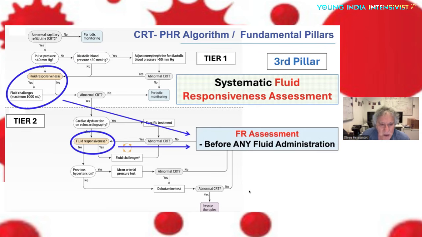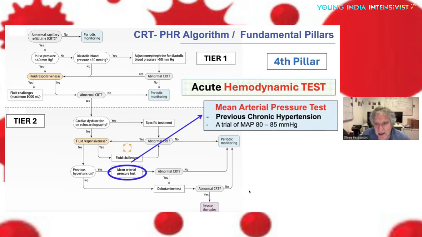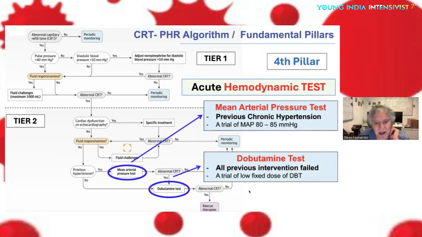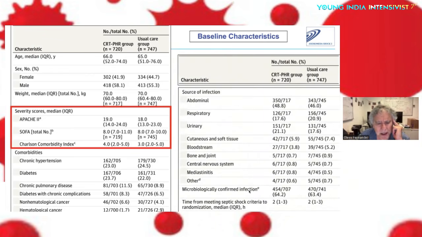And you go for systematic assessment of fluid responsiveness before each fluid challenge, to not give fluids to patients who are already fluid unresponsive, which in Andromeda 1 were 25% of the patients at baseline. And for the acute hemodynamic test, we use the mean arterial pressure test, as I said before, in patients that did not respond to previous challenges and that were chronic hypertensive, or finally the dobutamine test to improve flow. In this study, the patients were comparable at baseline.